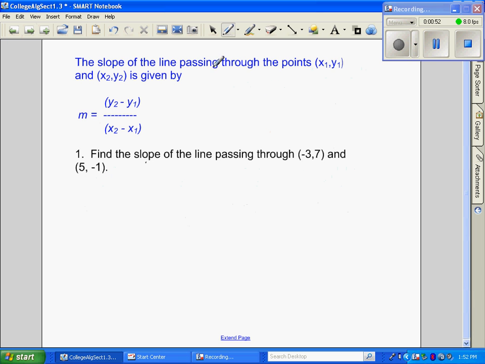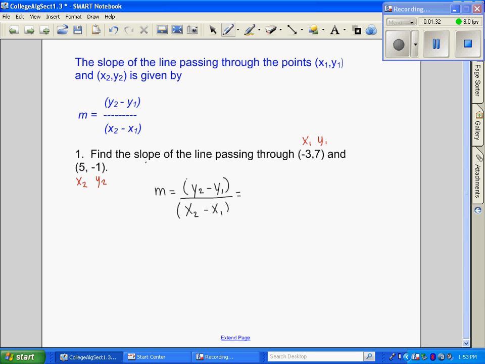Next, we're going to be asked to use this given formula to find the slope of a line passing through 2 points. So we take our formula, which says slope equals y2 minus y1 over x2 minus x1, and we begin there. We're going to label our given points in the first problem x1, y1, and x2, y2.